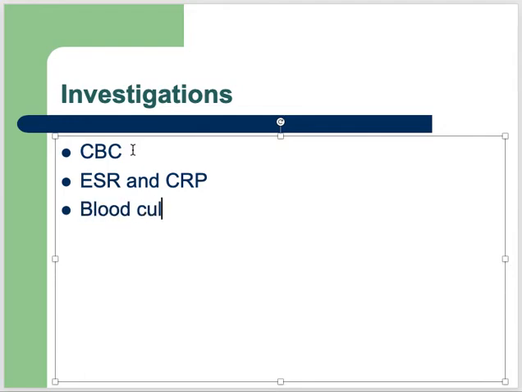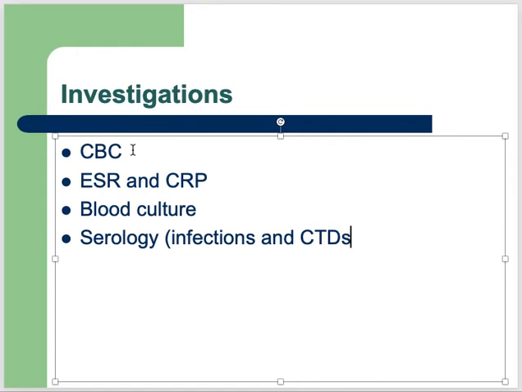Do the blood culture, infection being the most common cause. Do the serologies for rheumatoid factor, anti-nuclear antibodies, things like this. Viral serologies. So I can write over here infections and CTDs. CTDs is connective tissue diseases. And now go for a chest X-ray. Do a test for TB. Do a biopsy. In case of cancers, of course, you are going to do the biopsy, right?